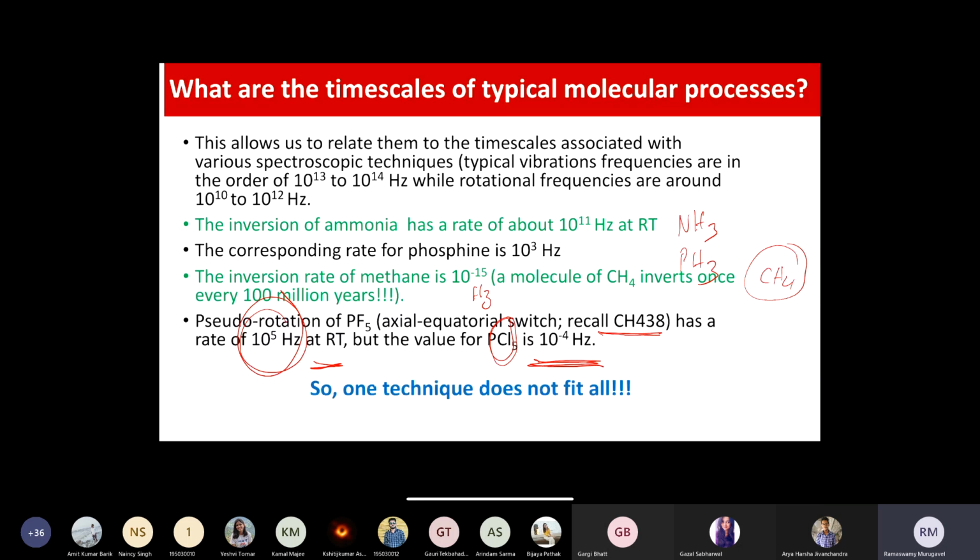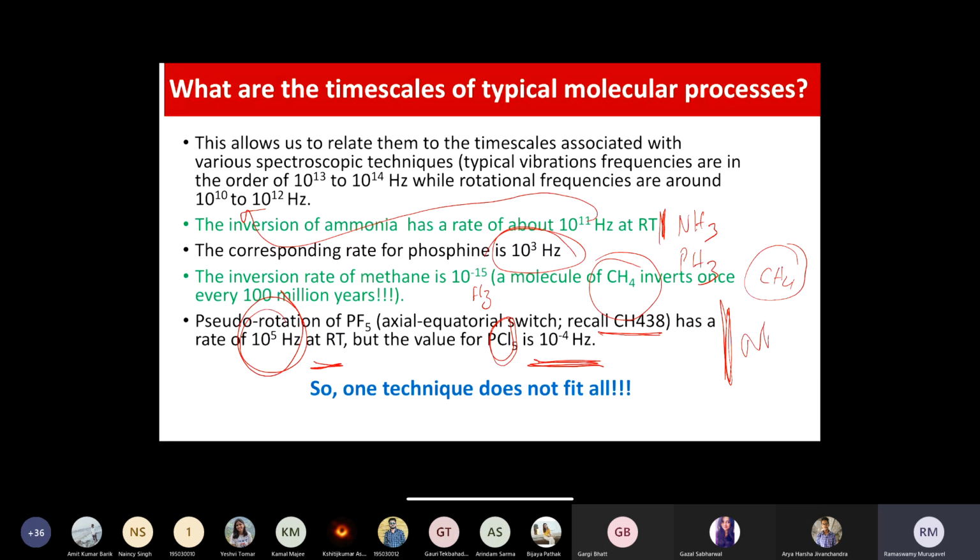This all says that I cannot be using one technique. One size doesn't fit all. I can study the inversion of ammonia using rotational spectroscopy. But if I have to study phosphine, I have to look for some other technique. Methane probably you'll never be able to. So here again, I can use NMR.